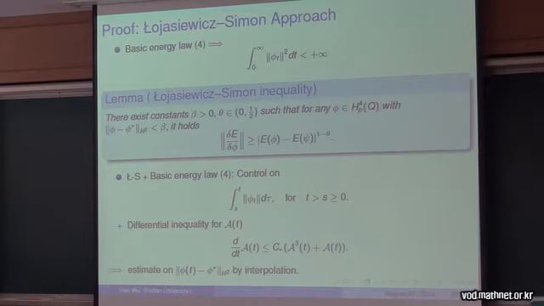And this fact, combined with the higher order energy inequality, helps you to control the distance between the solution and the energy minimizer in the H2 norm. And this helps you to conclude that the solution will always stay in the neighborhood of the energy minimizer, and it exists globally.